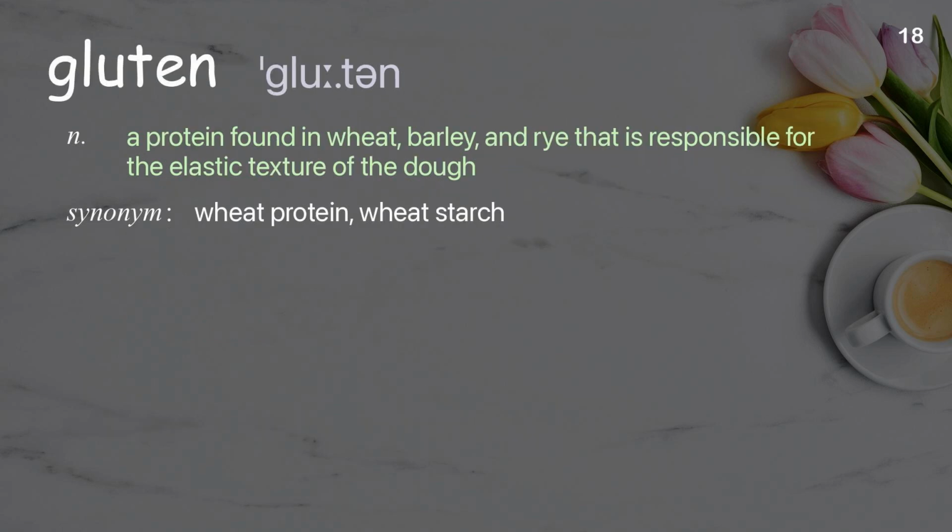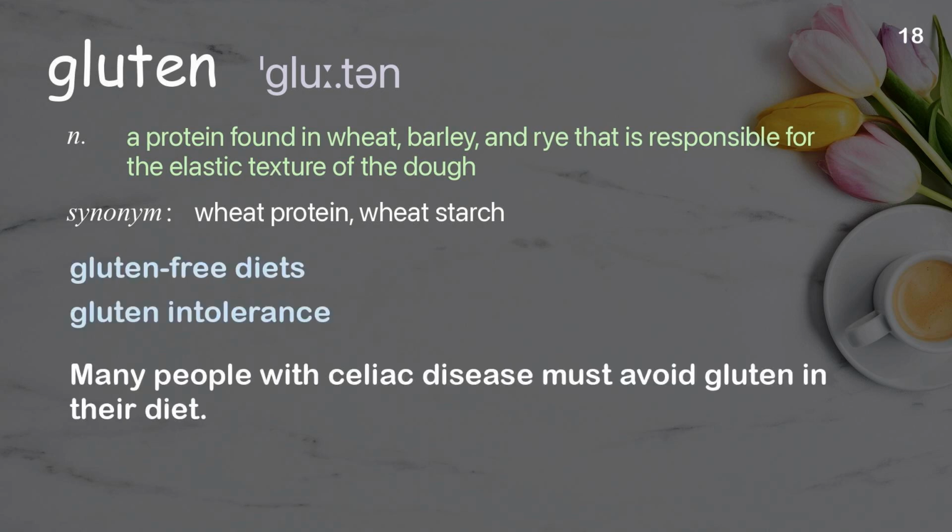Gluten. A protein found in wheat, barley, and rye that is responsible for the elastic texture of the dough. Examples: Gluten-free diets. Gluten intolerance. Many people with celiac disease must avoid gluten in their diet.